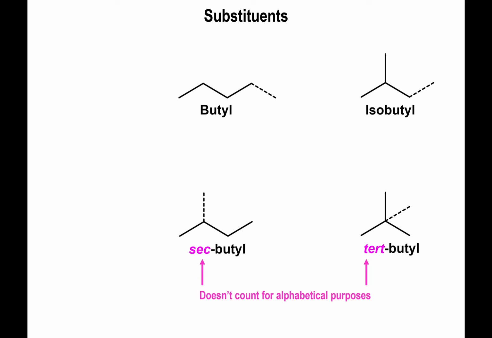Okay, so sec, tert, italics. Oh, and one more thing. In terms of alphabetical order, sec and tert do not count. So you don't actually use them unless you happen to have sec-butyl and tert-butyl in the same structure, in which case you will use the prefixes tert and sec to distinguish which one comes first alphabetically. But in any other situation, sec and tert do not count.